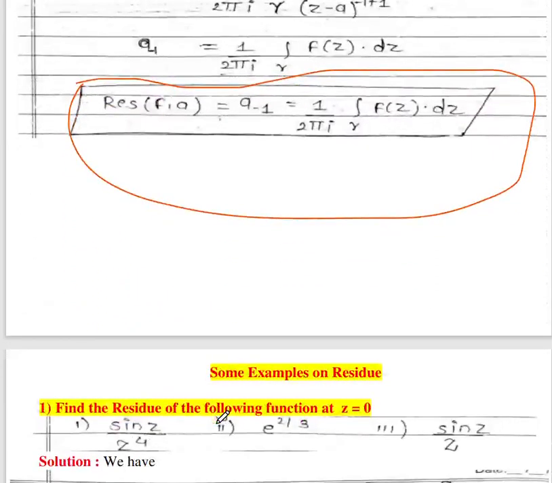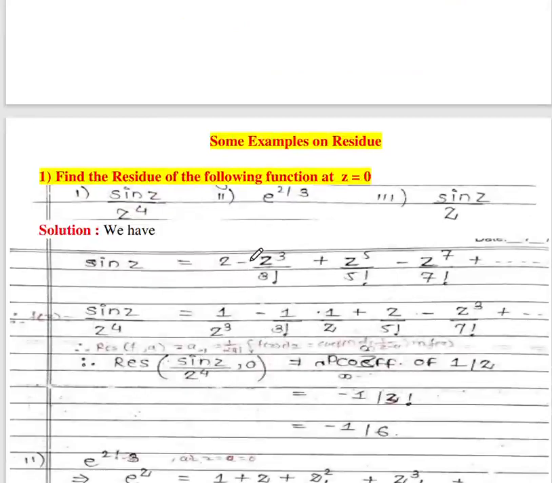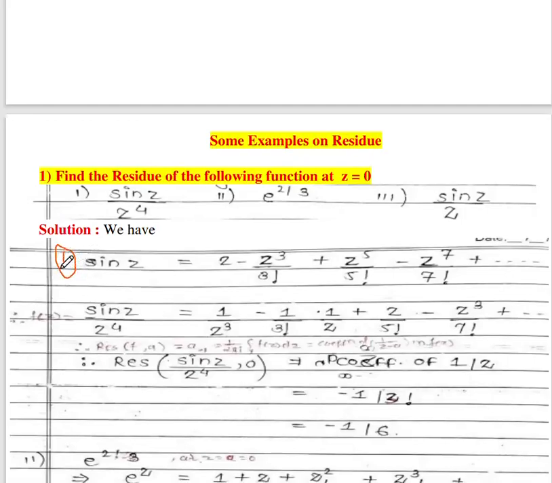Find the residue of the following functions at z equal to 0. The first example is sin z upon z to the power 4, the second example is e to the power 2 by z, and the third example is sin z upon z. So these are the given functions. Now we will find the residue of these three functions. First we will solve the first one.